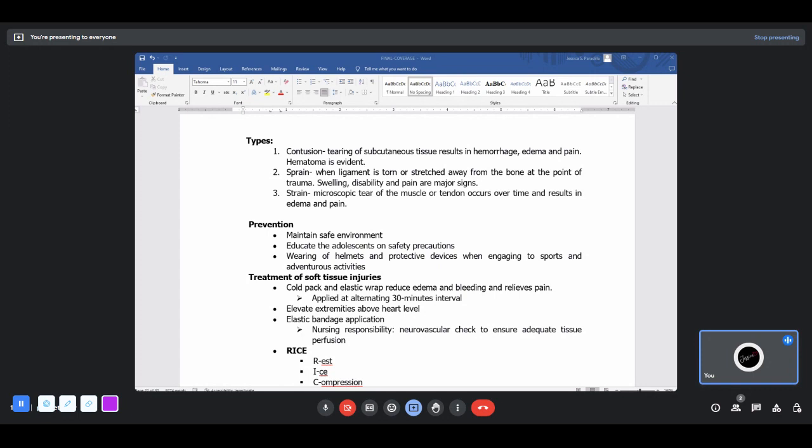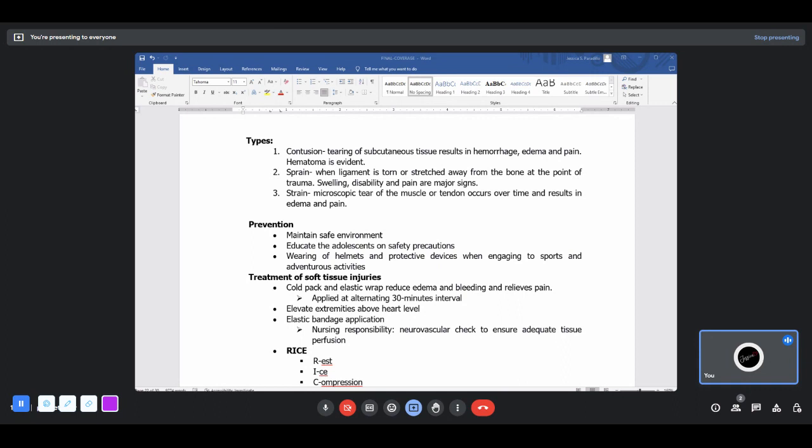Ulitin natin, sa strain natin, microscopic tear of the muscle or tendon. Kapag sprain kasi, that is ligament, torn ng ligament. Sa strain natin, it occurs over time and results in edema. There's pagmamanas and also pain. It involves an injury to a muscle or to the band of tissue that attaches a muscle to a bone. So, that is the strain. Yun yung mga types natin sa mga injury.